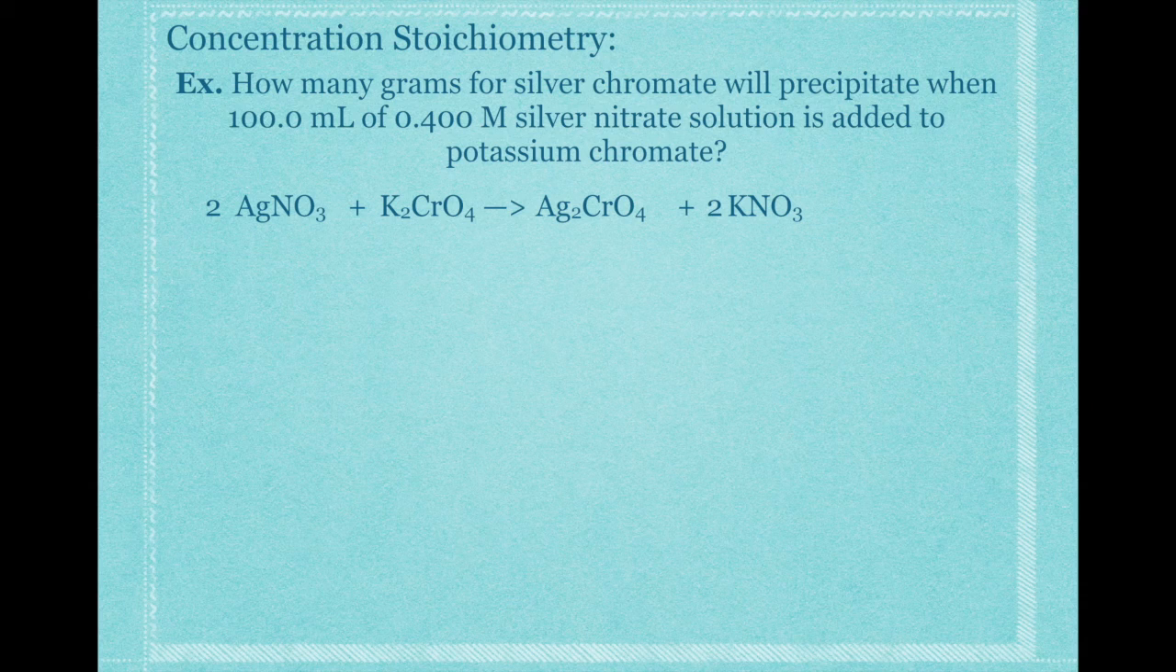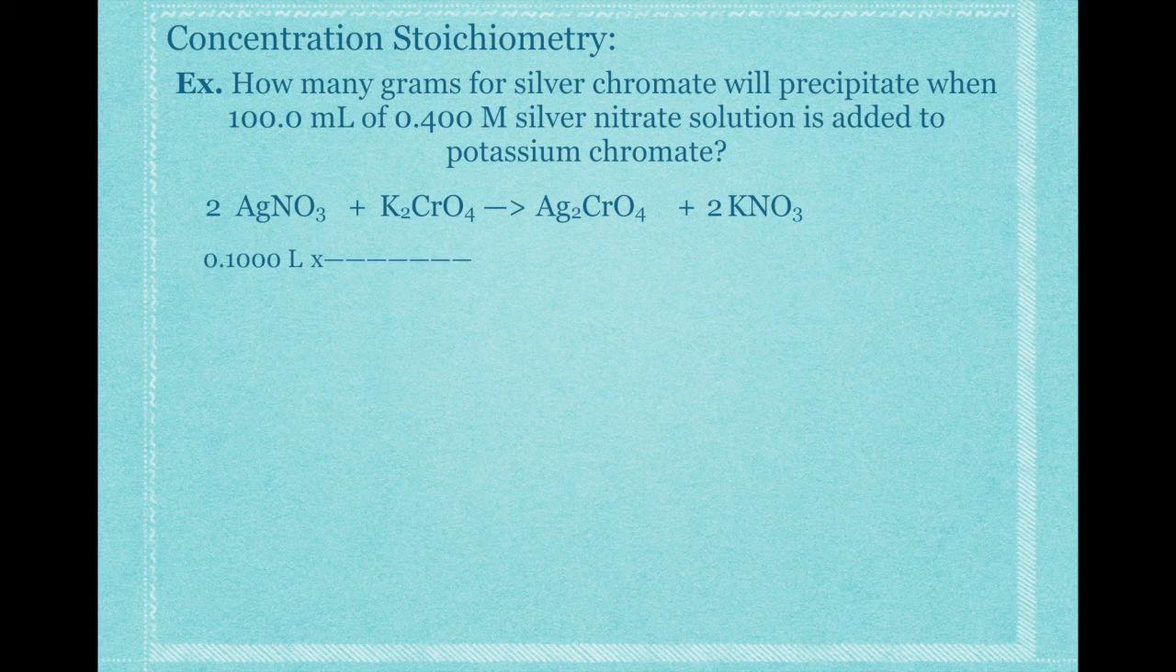I know the concentration and the volume of silver nitrate, which means I can figure out the moles of silver nitrate. Once I know the moles of silver nitrate, I can get into moles of silver chromate by using my mole-to-mole ratio, by using stoichiometry. Once I know my moles of silver chromate, then I can get into grams of silver chromate. I'm going to start off. I've got my volume, but remember, since your volume is in milliliters, I've got to get it into liters in order to use it with molarity. So I'm going to put 0.1000 liters.